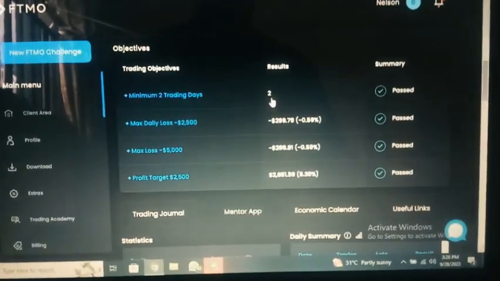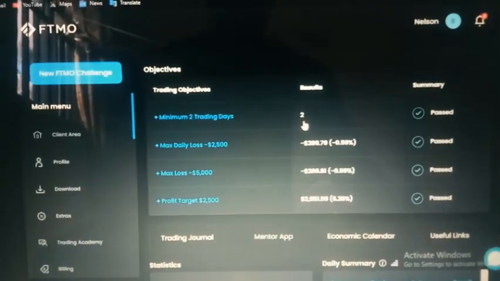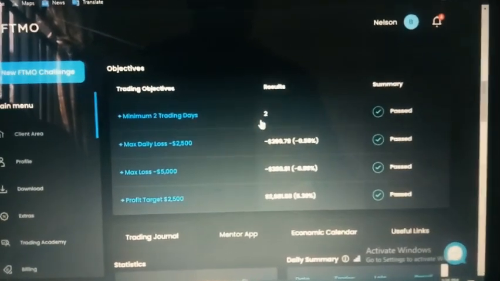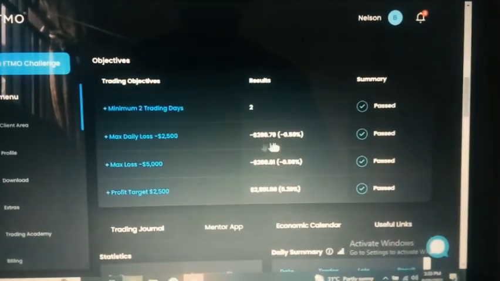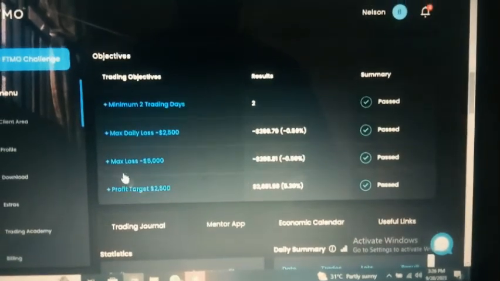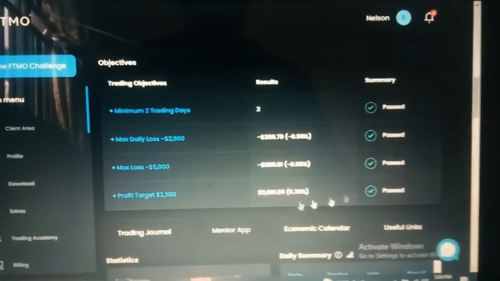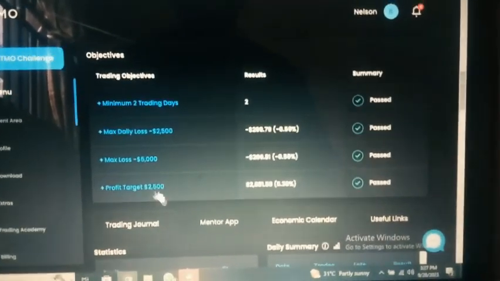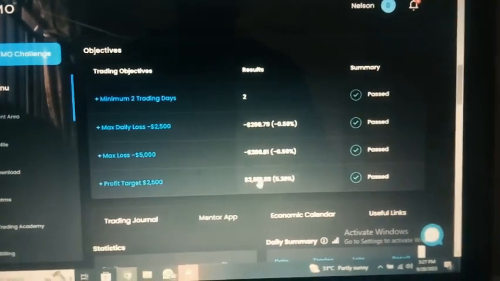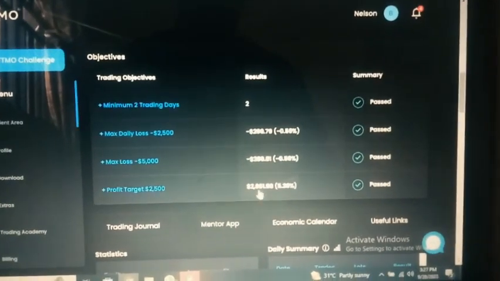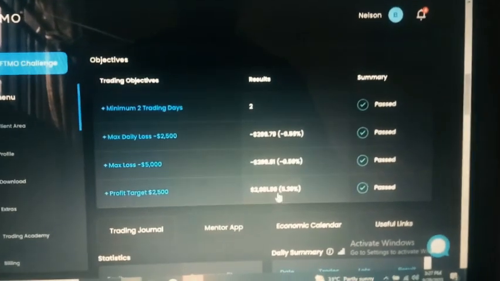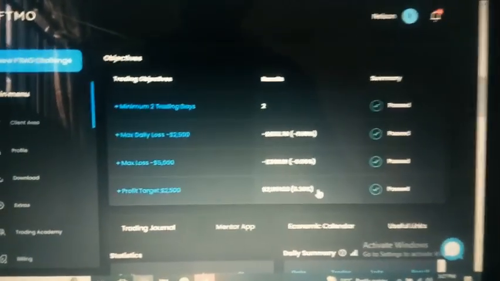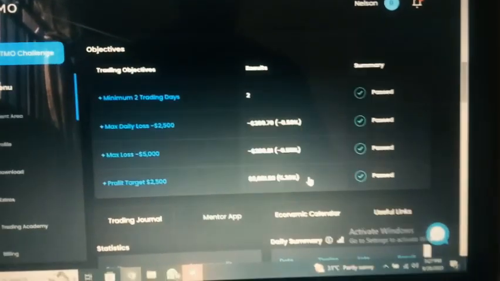So I placed some trades today, and it ended up on a loss, but I used it just to pass the minimum trading days. Then you see max daily loss, pass, max loss, pass, profit target 2,500. I made 2,600. It was 2,800 yesterday when I passed it. I was just messing around with the account.